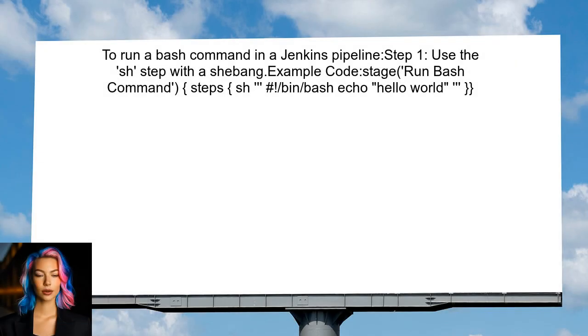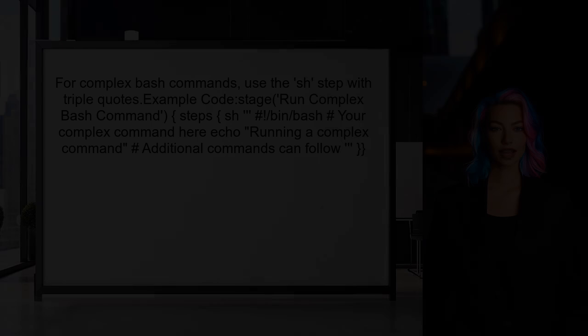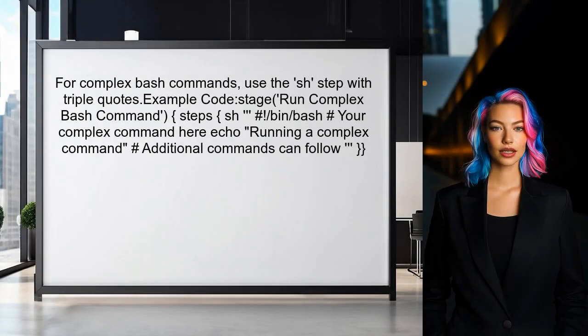To run a bash command in a Jenkins pipeline, the user should use the sh step with the appropriate shebang. This allows the script to be interpreted as a bash script. If the user wants to run a more complex bash command, they can still use the sh step. Just ensure that the entire command is enclosed within triple quotes.